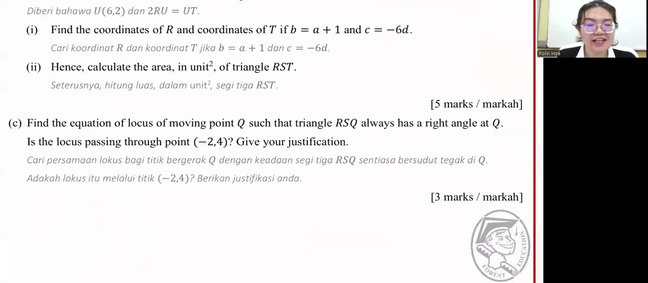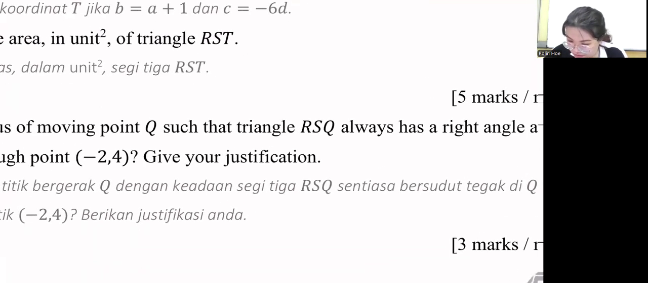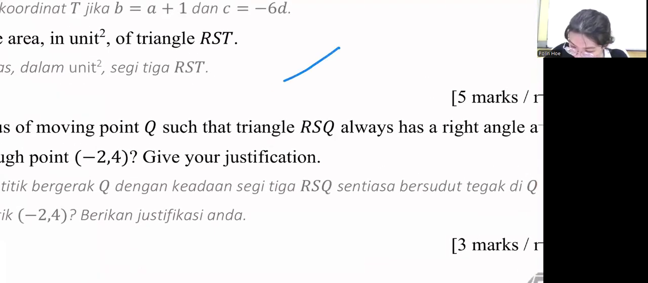Given that the equation of locus of moving point Q such that triangle RSQ has a right angle at Q, is the locus passing through this point? So if RSQ, you see from your diagram, RS will be like this. Can you look at the diagram? RS will be like this.